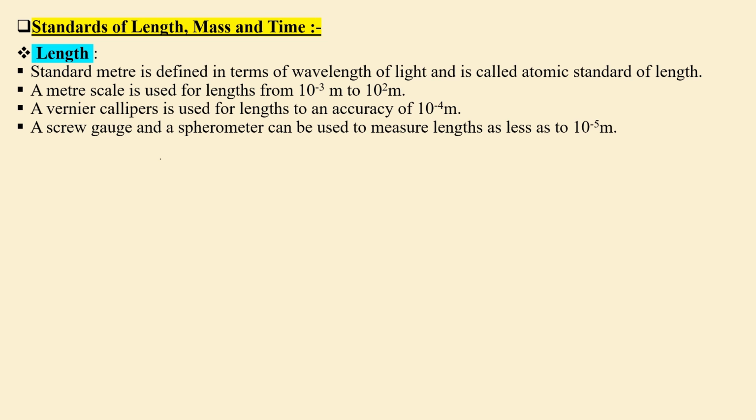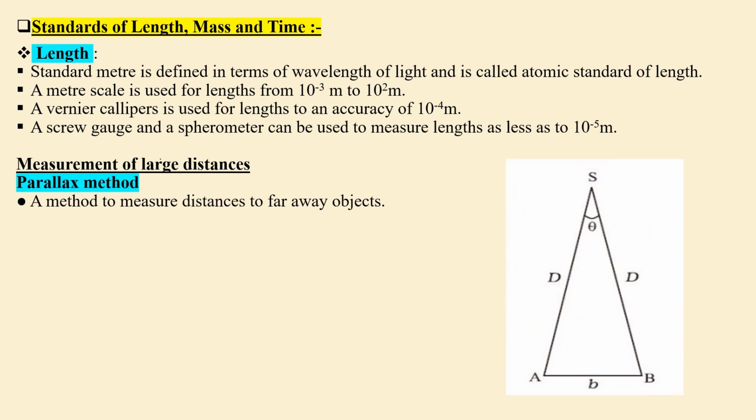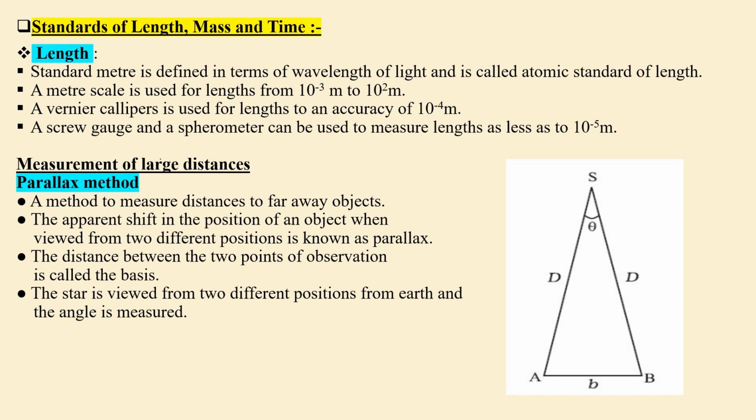A screw gauge and a spherometer can be used to measure lengths as small as 10 to the power minus 5 meter. Measurement of large distances: parallax method. A method to measure distances to faraway objects. The apparent shift in the position of an object when viewed from two different positions is known as parallax. The distance between the two points of observation is called the basis. The star is viewed from two different positions from Earth, and the angle is measured by using the equation.